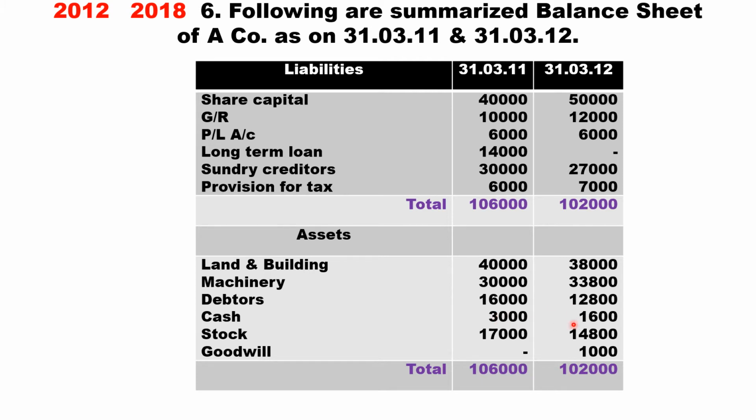Opening cash 3,000, closing cash 1,600 will come in the cash flow statement. Stock is a current asset, 17,000 last year, current year 14,800, which indicates 2,200 stock is sold, operating activity, add. Goodwill last year we don't have, current year we have 1,000, which indicates that goodwill is purchased. Let us have a detailed discussion in the adjustments.